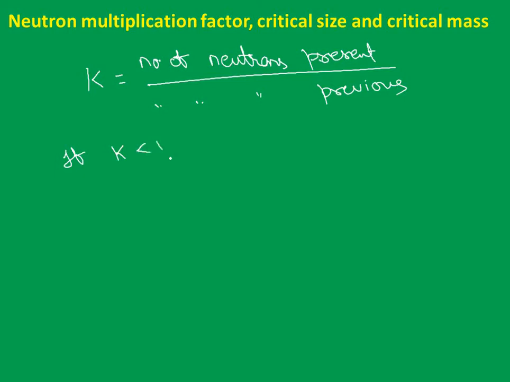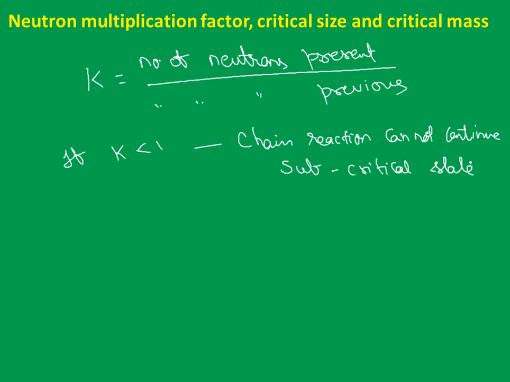If K is less than 1, the number of neutrons in successive generations decreases and the chain reaction cannot continue. We have already seen chain reaction, right? So the chain reaction cannot continue, and we name this situation the subcritical state. If the K value is less than 1, the chain reaction cannot continue.